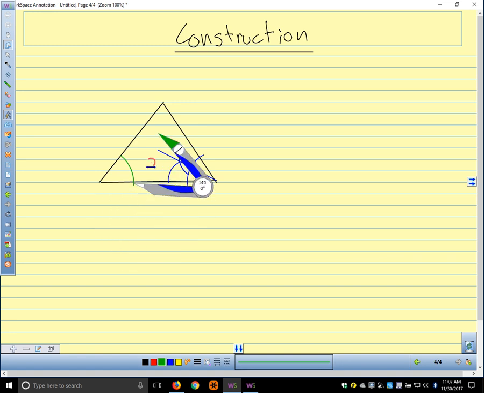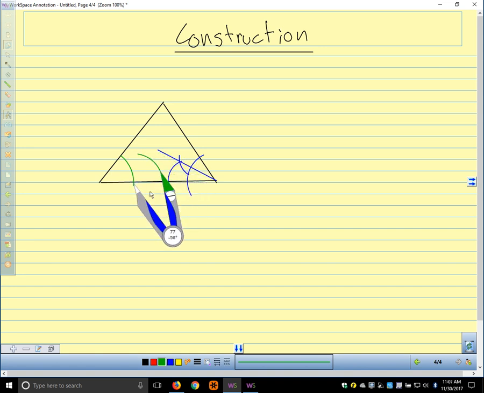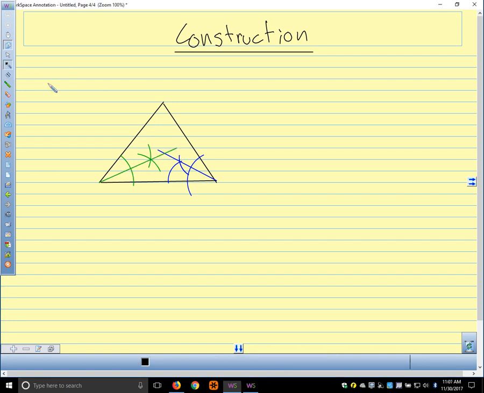Move the compass point to the arc, open up more than halfway, and make my 2 arcs. And where those 2 cross, that's going to be the center of my circle. So there's my center, my incenter. And I need the distance. My radius is the distance to a side.